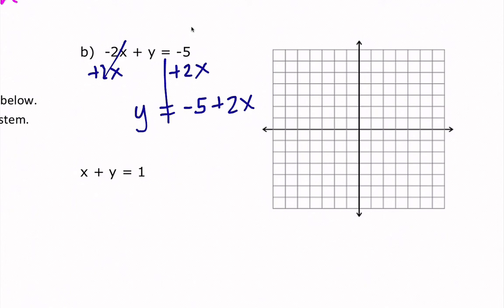So now that y is by itself, I'm going to take my y-intercept, which is -5, and go put that on the y-axis, so down 5. My slope is 2. I'm going to put it over 1. So my slope is telling me to rise 2, run 1, so up 2, right 1. And I'm going to repeat that, up 2, right 1.